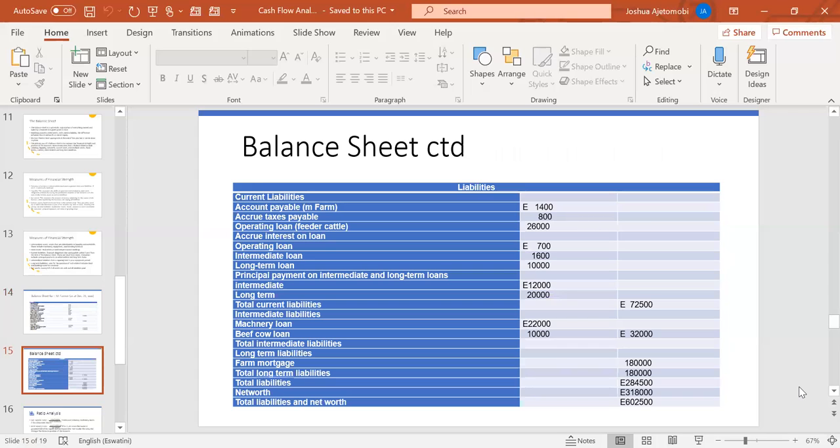That is asset. Then again, you have your liability. So again, you have the current liability. You have accounts payable, accrued taxes, operating loan, accrued interest.